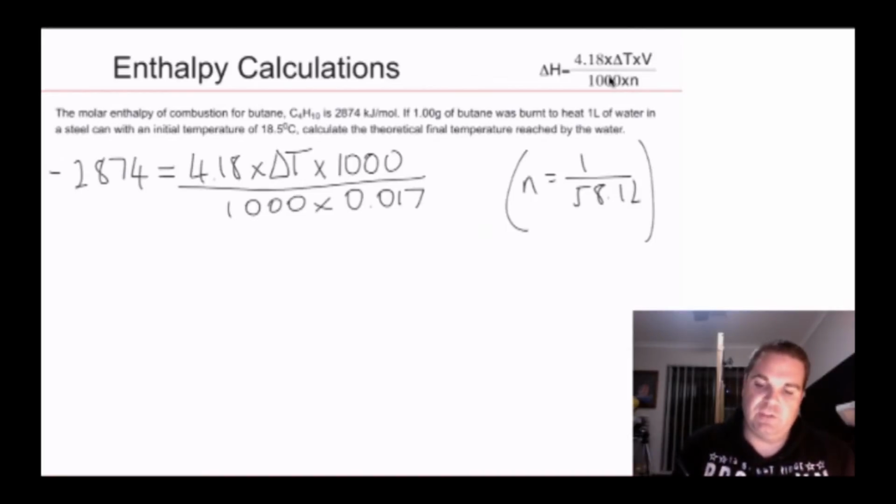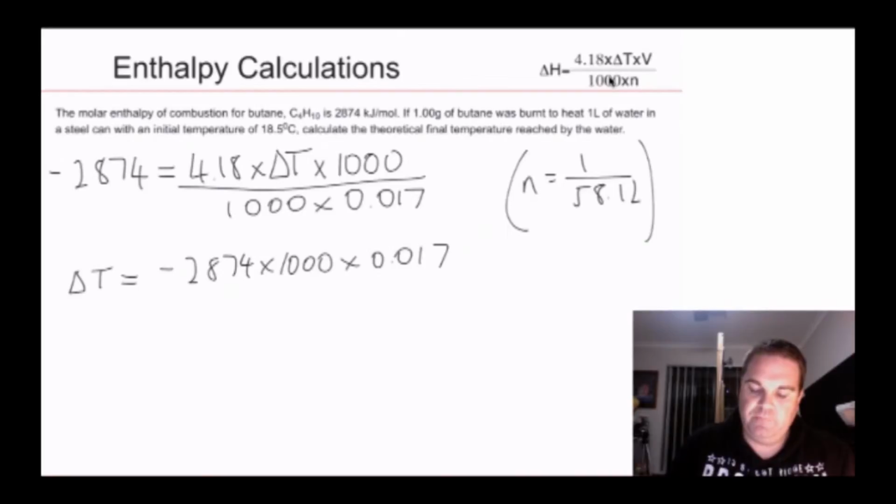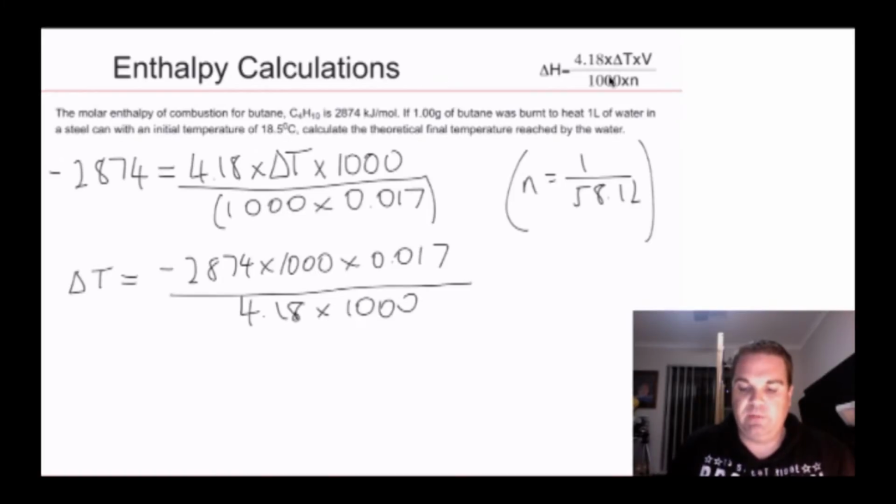Okay, work out all those values. Okay, start switching your equation around. So delta T equals minus 2874 times by 1000 times by 0.017. So that's just taking this bit down the bottom, okay, putting it up to the other side, and then we're going to divide it by 4.18 times by 1000. Okay, it won't always work out nicely, but in this case the thousands cancel out, so you can just do that calculation. You get a delta T of minus 11.7 degrees Celsius.